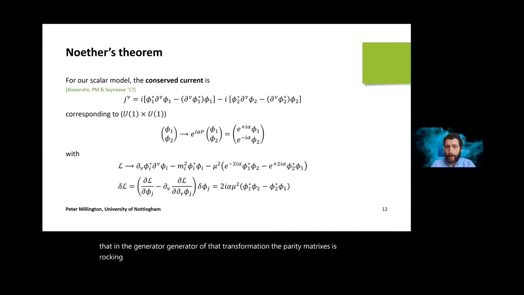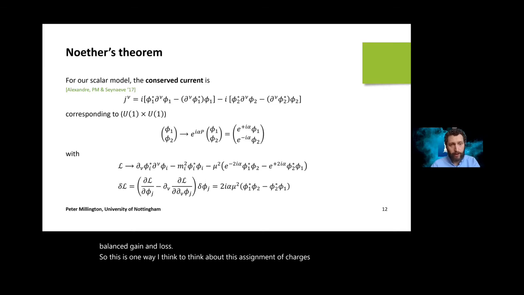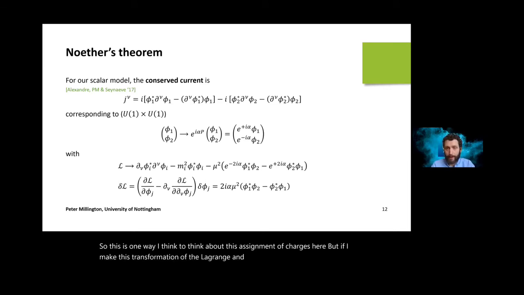And this is related to this picture we have of viable non-Hermitian theories with PT symmetry, of their viability being recast in terms of systems with balanced gain and loss. And so this is one way, I think, to think about this assignment of charges here. But if I make this transformation of the Lagrangian, then you see that it's not invariant, because in the non-Hermitian mass term, this term proportional to mu squared, these complex phases have now appeared. So this U1 cross U1 transformation actually maps me between a one parameter family of non-Hermitian theories, all isospectral.